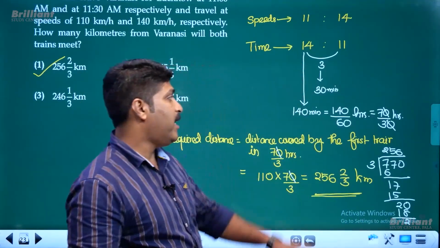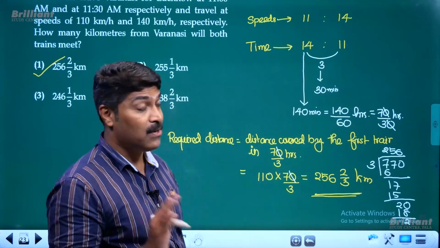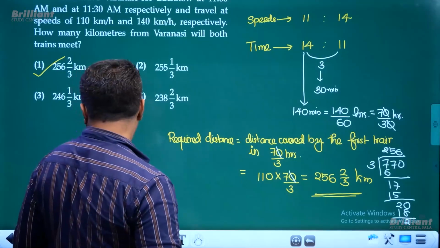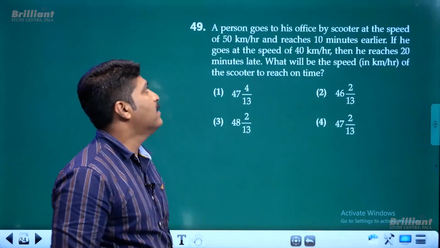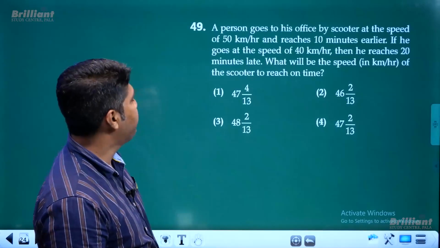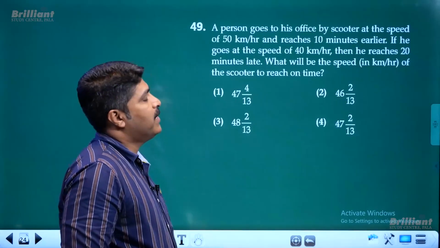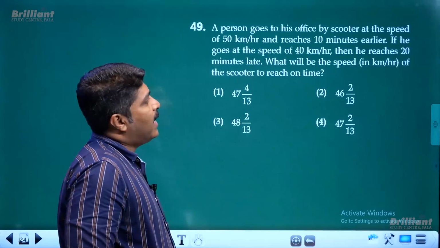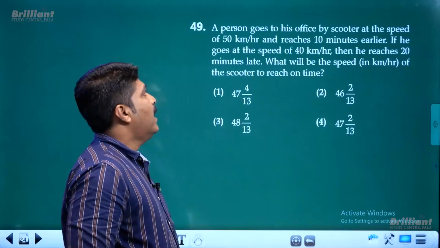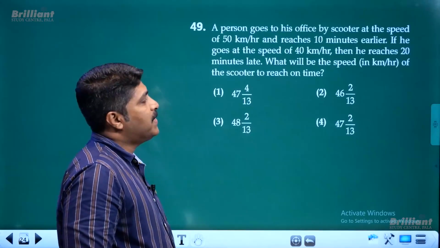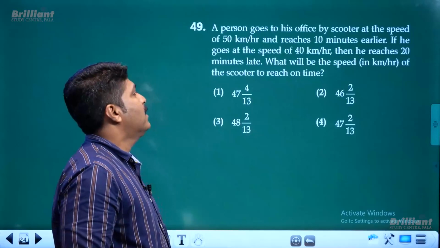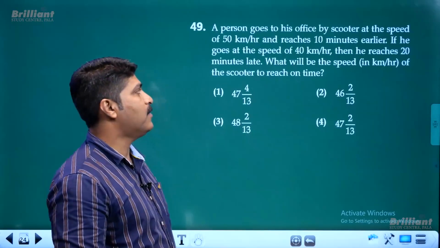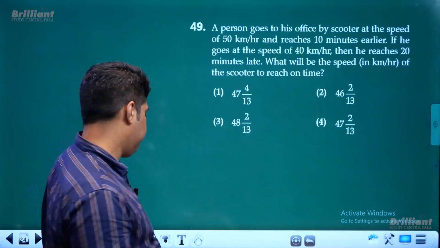Understand that point. I just made a silly mistake in between, that as 60. Instead of 60, I just wrote that as 6. Okay. So understand those types of minute things. And here the second last question we just consider. A person goes to his office by scooter at the speed of 50 km per hour and reaches 10 minutes earlier. If he goes at the speed of 40 km per hour, then he reaches 20 minutes late. What will be the speed of the scooter to reach on time?